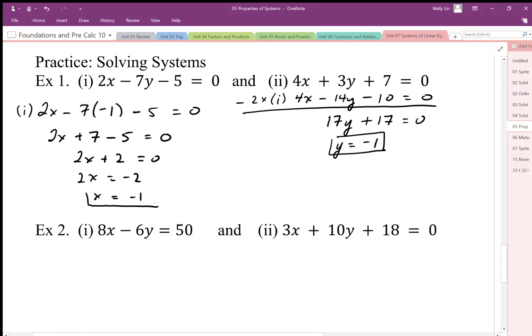Okay, so x is equal to negative 1. y is equal to negative 1. There is only one solution here. If we take a look at the coefficients again, 2x, negative 7y, 4x, positive 3y, they are not in proportion to each other. So they do not have the same slope, so they must intersect only once.